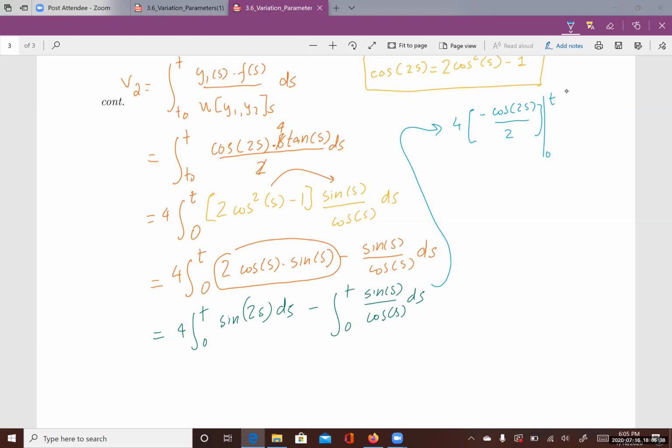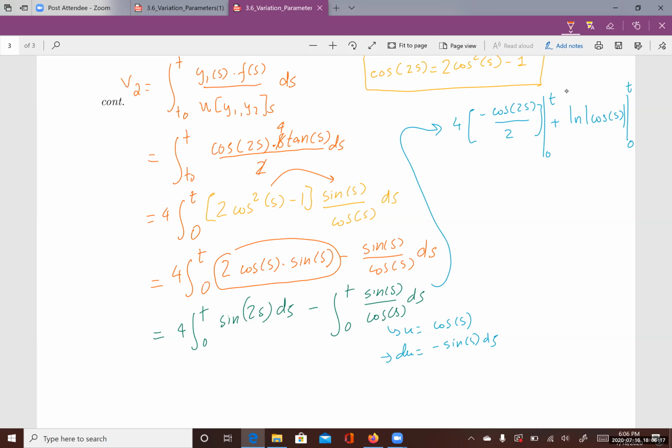And this one will be natural log. So if you let u equal cosine of s, then du equals negative sine of s ds. So this is going to be negative du, negative, negative, positive 1 over u. So it's going to be natural log of cosine of s, from t0. Okay. So you found the antiderivative. Now you just need to use the fundamental theorem of calculus to find this v2.